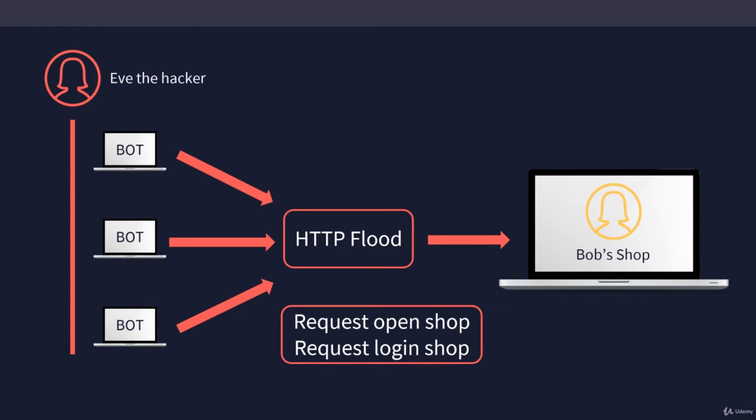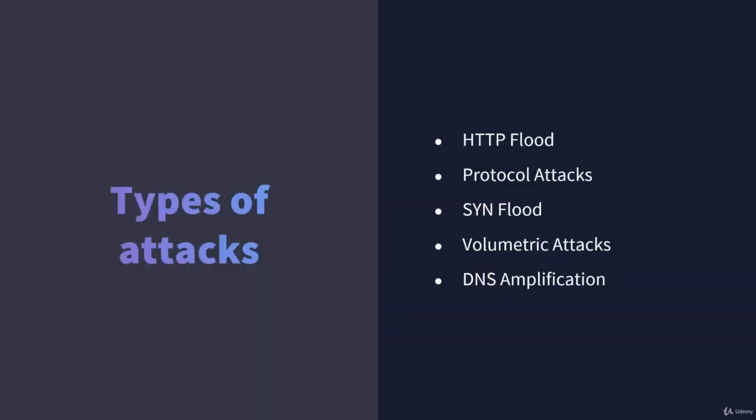HTTP flood works in a very similar way, where the server where Bob's shop is hosted can only serve a maximum number of simultaneous requests, and if Eve's bots reach that limit, the shop will not be available for the actual real customers. Types of attacks.